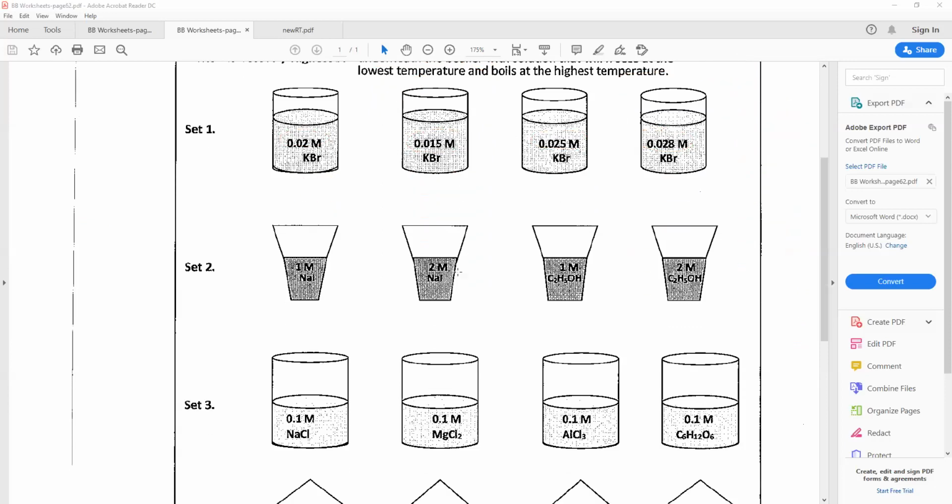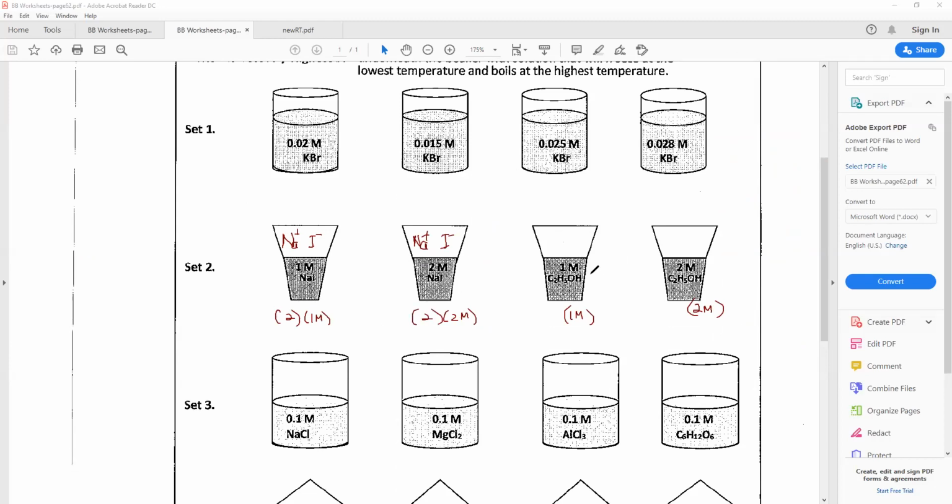What do we notice? Now, we see that this one has 1 molarity, this one has 2 molarity, this one has 1 molarity, and this one has 2 molarity. Now let's look at the ions. This one is NaI, so it's an ionic compound. It breaks down to 2 ions, so therefore it has 2 ions. This one is again an ionic compound, breaks down to ions, therefore it's 2 ions.